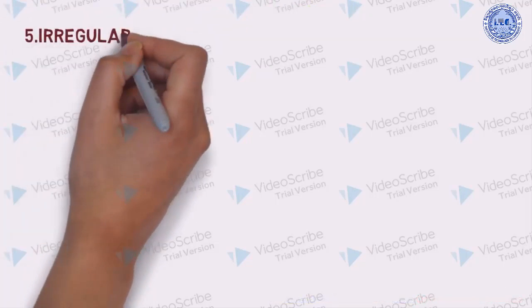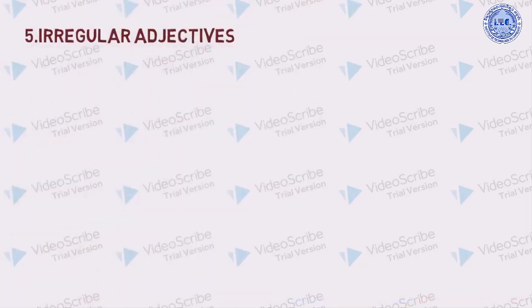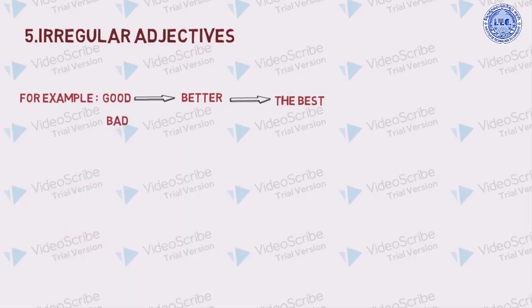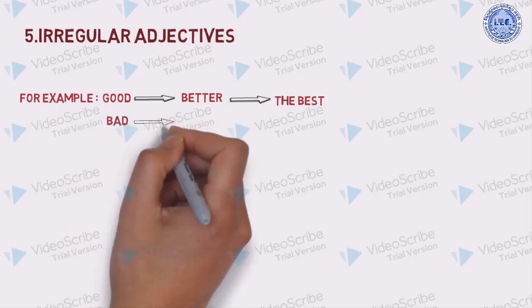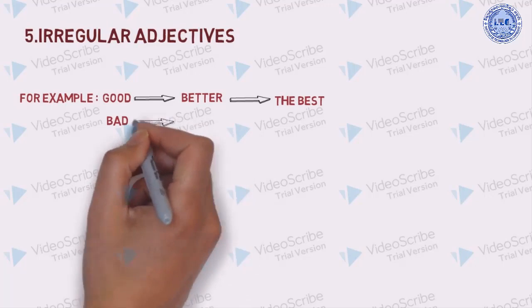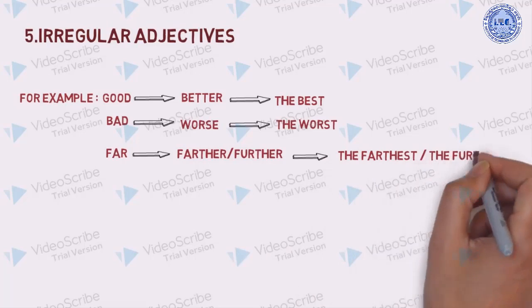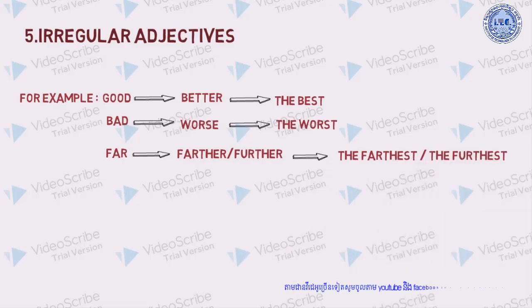Rule number 5. Irregular adjectives. For example, good, to better, and to the best. Bad, to worse, and to the worst. Far, to farther or further, to the farthest or the furthest. For irregular adjectives, you need to remember them.